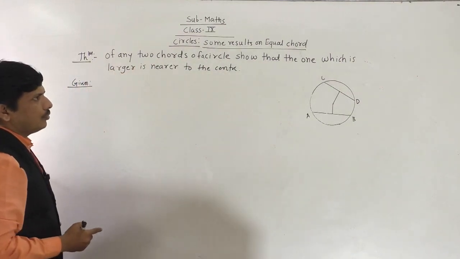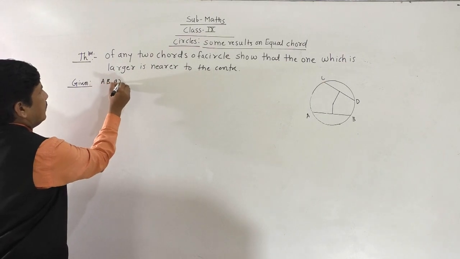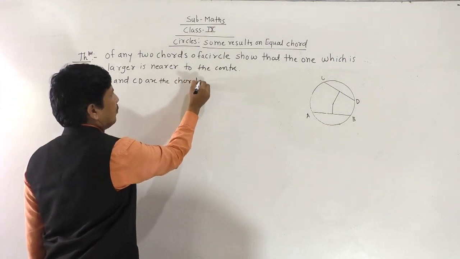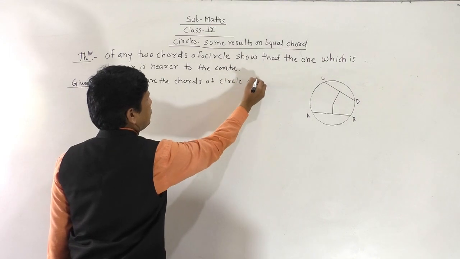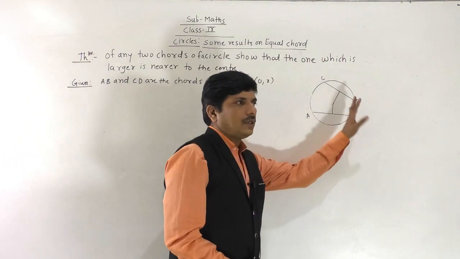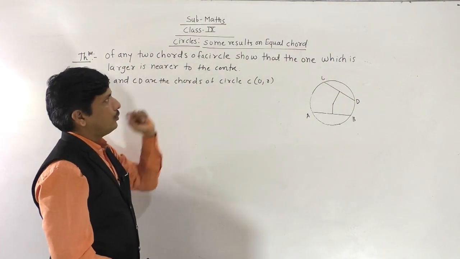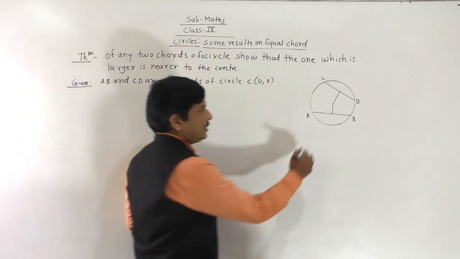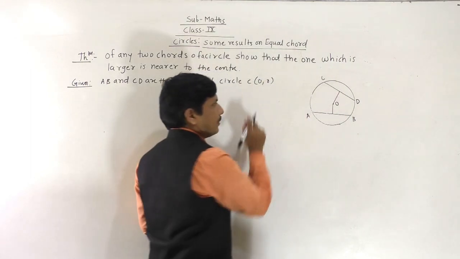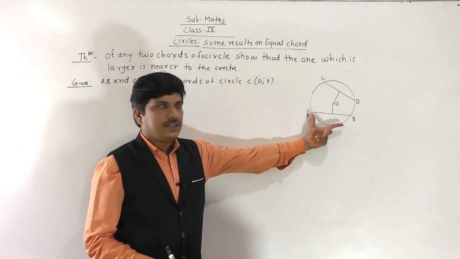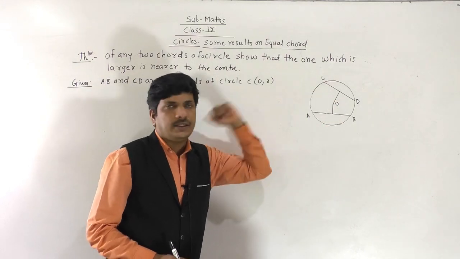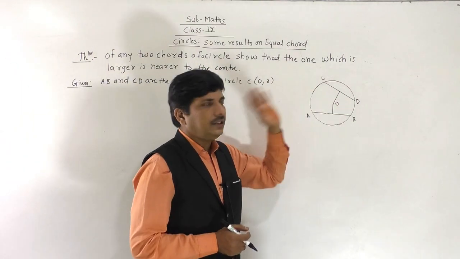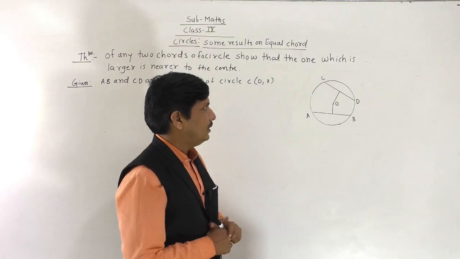What is given? Of any two chords of a circle, AB and CD are the chords of circle COR. These are the chords of the same circle. Then, show that the one which is larger is nearer to the center. Here the center is given, O. The one which is larger, here AB is larger, you can see. Easily you can see AB is larger than CD. Then we have to prove that AB is nearer to the center than CD. That we need to prove.